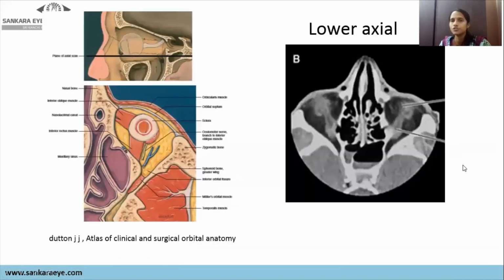So quickly, the structures to be seen in different sections. In lower axial scan, you will see the prominence of nasal bone, and then the nasolacrimal duct, and the inferior orbital wall, inferior orbital soft tissues, and the inferior rectus muscle. And adjacent to it is the ethmoidal sinus and the sphenoid sinus. And then you have the inferior orbital fissure.